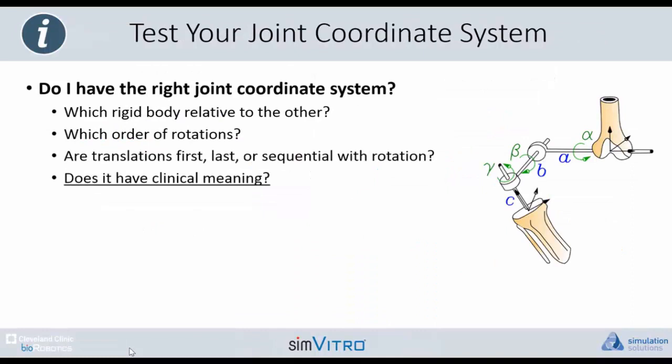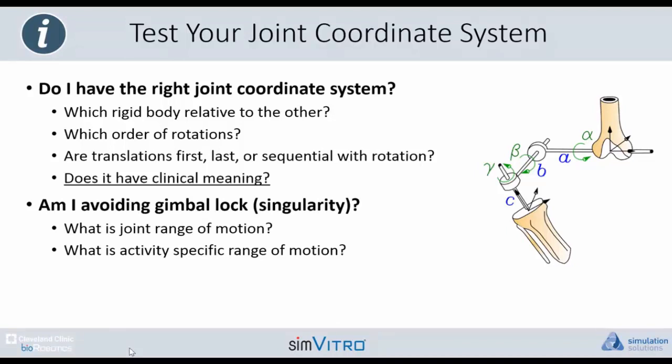So now we're at our second test question: do I have the right joint coordinate system? So understanding, do I have the right rigid body relative to the other one? Have I looked at my order of rotations and order of translations? How those get applied? And again, the big question here is, does it have clinical meaning, what you've done?